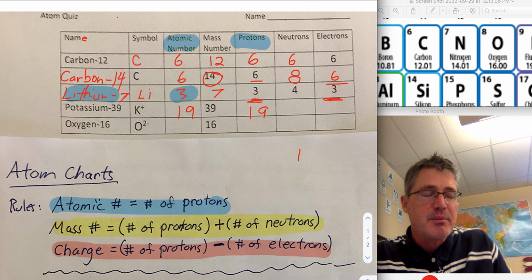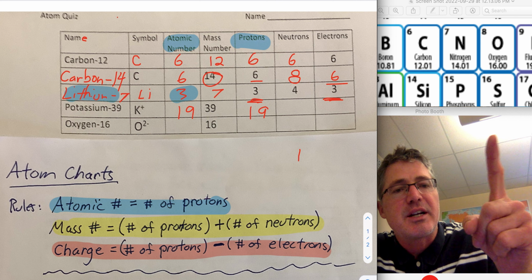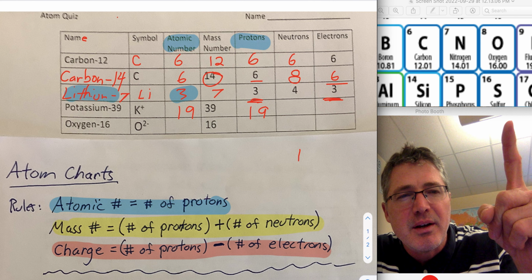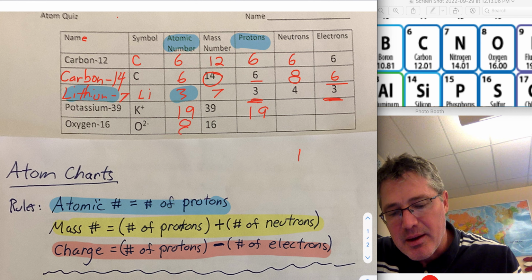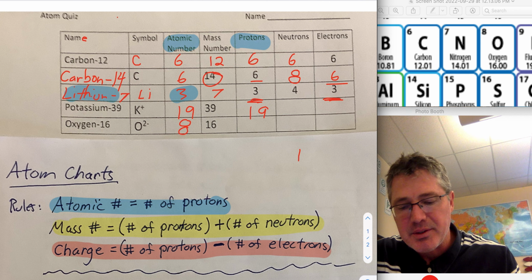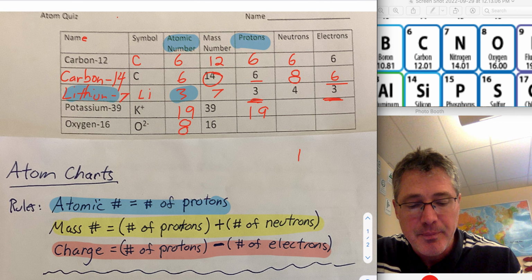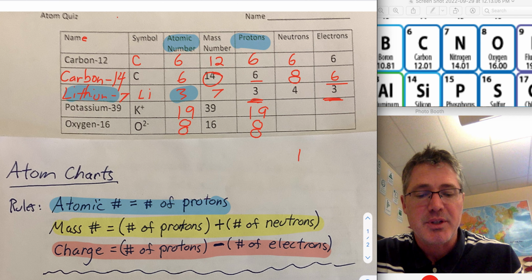And while I'm at it, I'm going to look at oxygen real quick. You can actually see it on my periodic table right above here. Oxygen has an atomic number of 8, so I'm going to write 8 right there. And that means, according to the blue rule, or the atomic number rule, it's 8 protons as well.